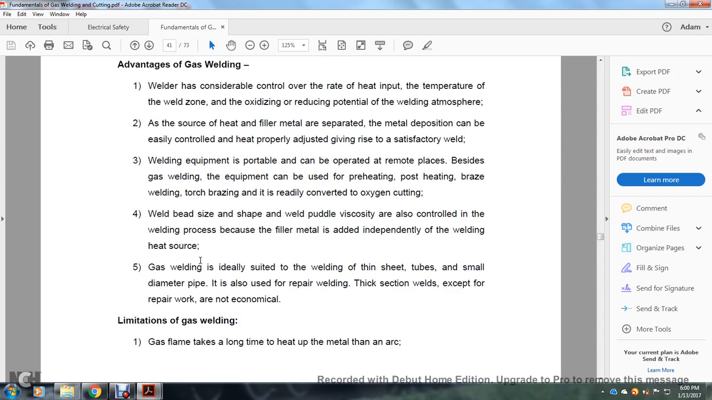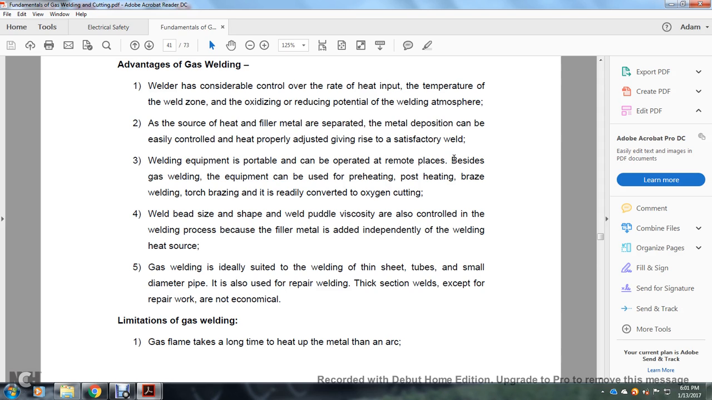Advantages of gas welding. Welders have considerable control over the rate of heat input, the temperature of the welding zone, and the oxidizing and reducing potential of the welding atmosphere. The filler metal is separate from the heat source, so metal deposition can be easily controlled, and with the heat properly adjusted it gives a satisfactory weld.